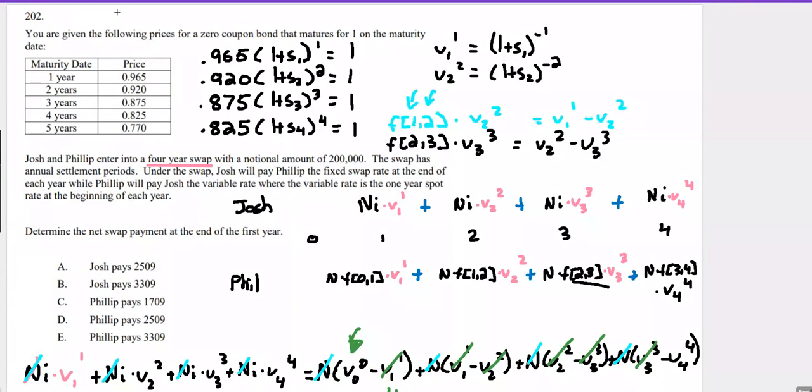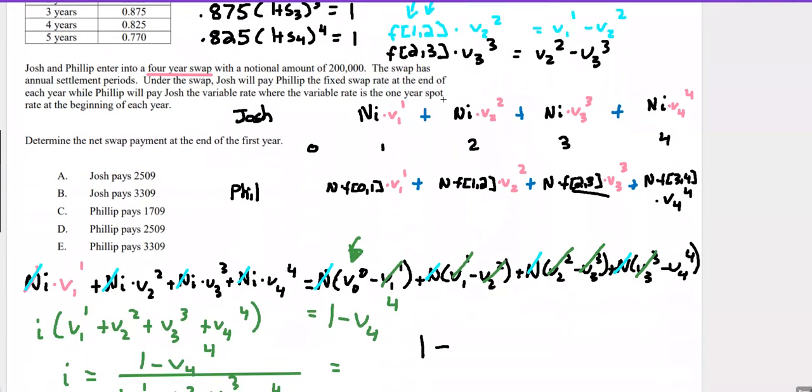Because look, 1 plus s4 to the 4th equals, so it's 1 divided by this, obviously, so 0.825 to the -1, right? So if I make this a negative, this has to be a positive. So that's it. So think about how easy that is. I can just subtract the price of the bond.